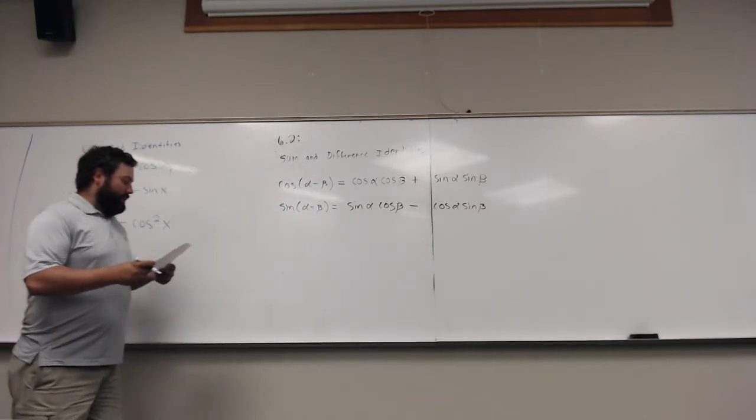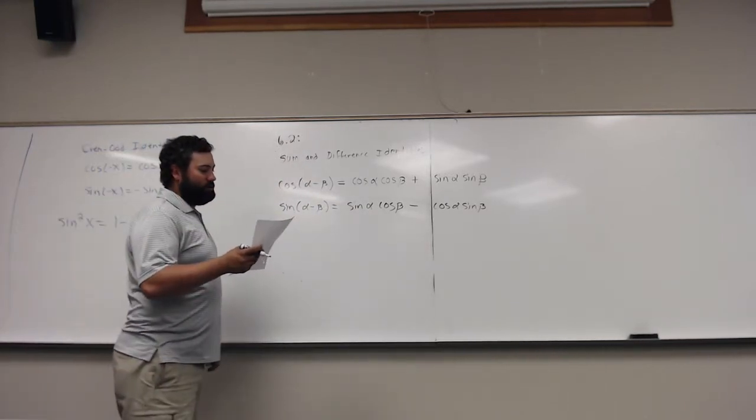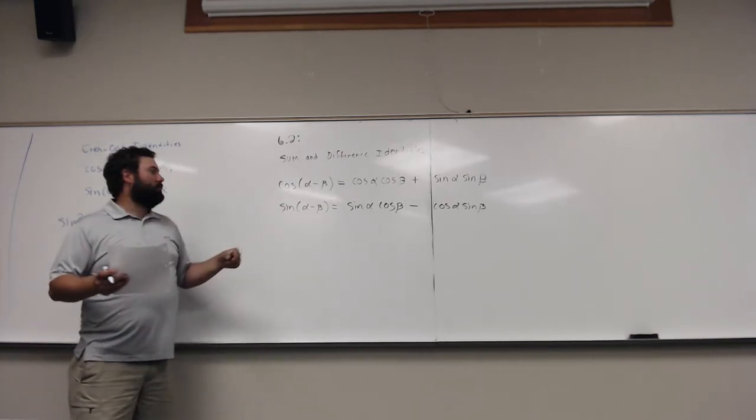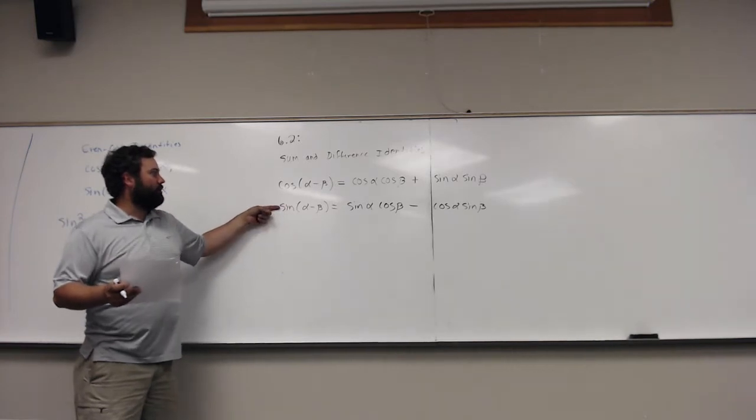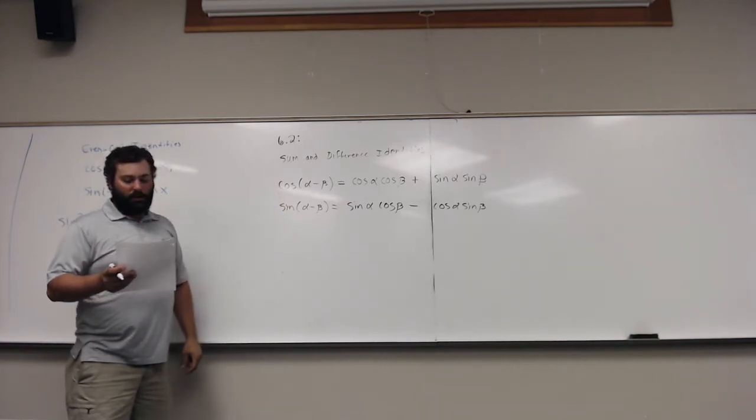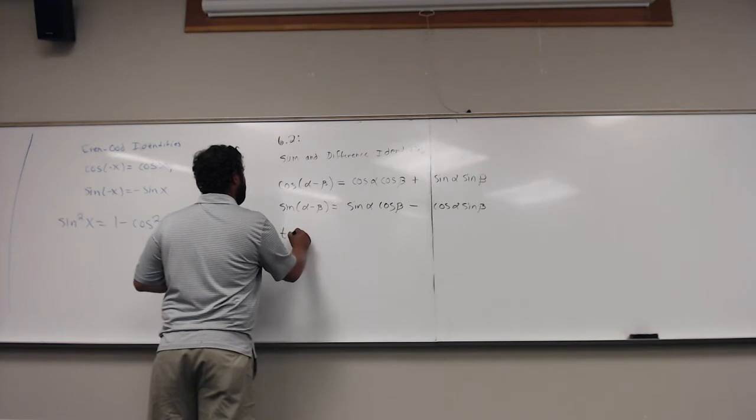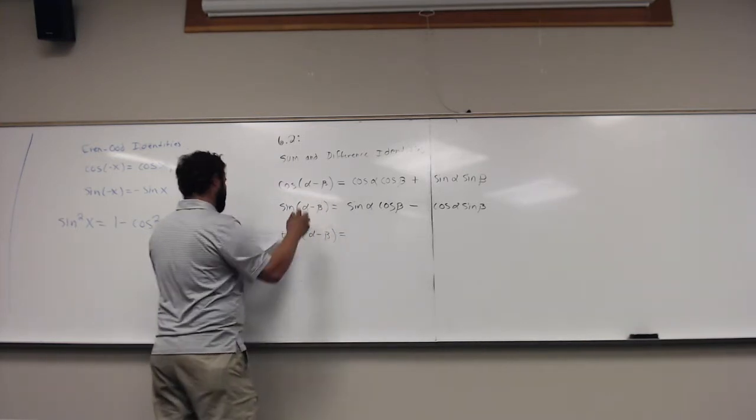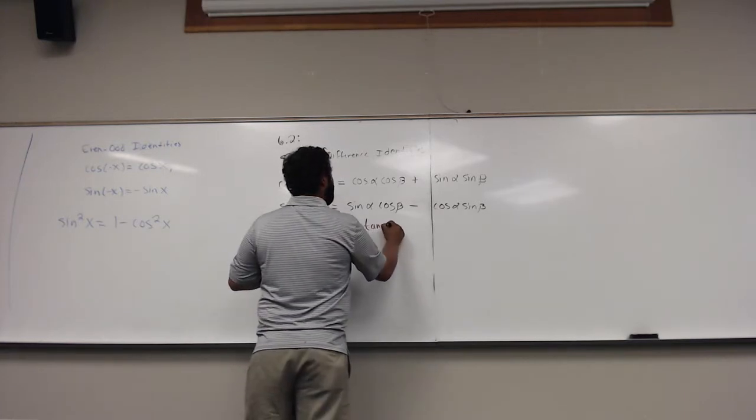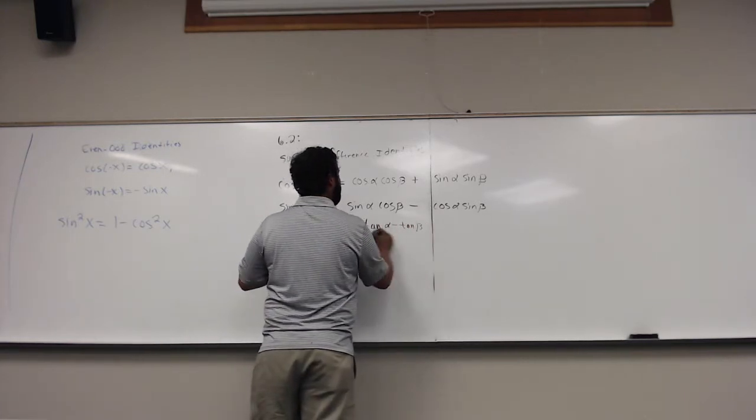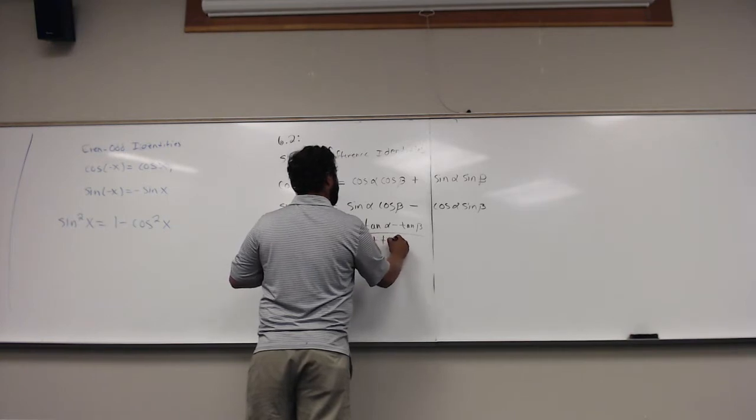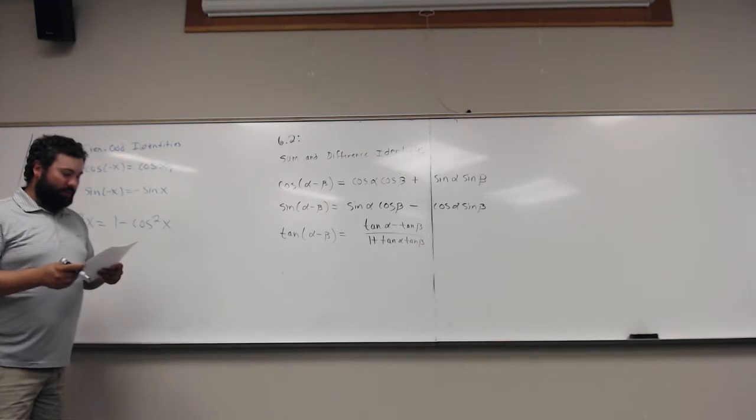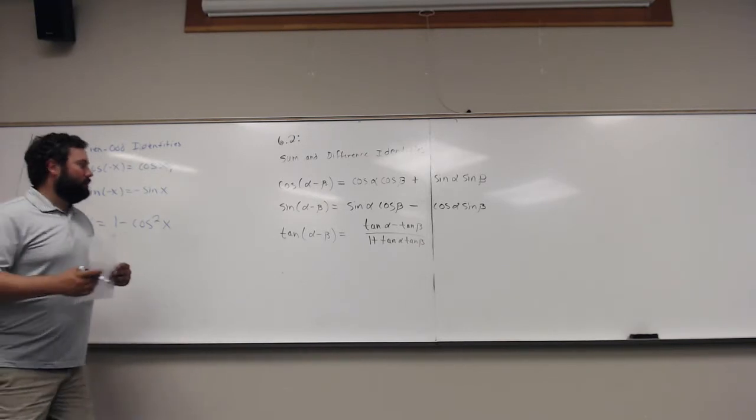Okay. And then I could do this one too. If I wanted to do tangent alpha minus beta, what would I do? I would just do sine alpha minus beta over cosine alpha minus beta. And when you simplify, so if I actually did the sine over cosine, you end up getting tangent alpha minus tangent beta over 1 plus tan alpha tan beta.